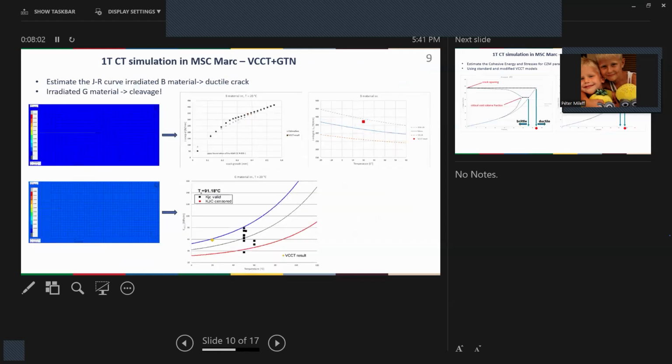We did this also for our irradiated samples, and in the case of material B, it came out as a ductile crack. We also got a fracture toughness value, but in the irradiated G material, there was cleavage, so we knew that this was a brittle crack. Therefore, no fracture toughness values can be estimated or calculated with this method.